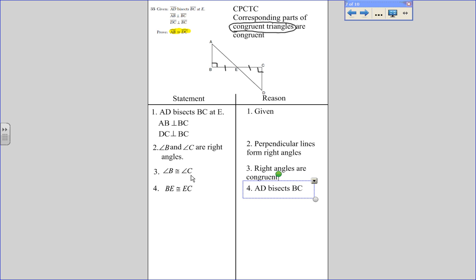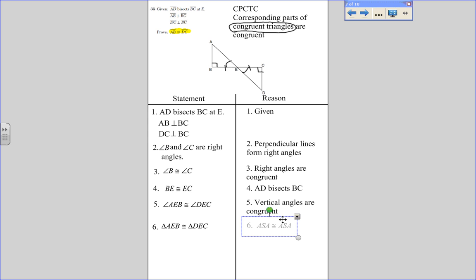Okay, next, we can also say that these angles here are equal. Angle AEB and angle DEC. We can say that because they're vertical angles, and vertical angles are congruent. Okay, now we have enough here to say that the triangles are congruent. We can say triangle AEB is congruent to triangle DEC. And what we're going to say is they're congruent because of the angle side angle congruent to the angle side angle postulate.